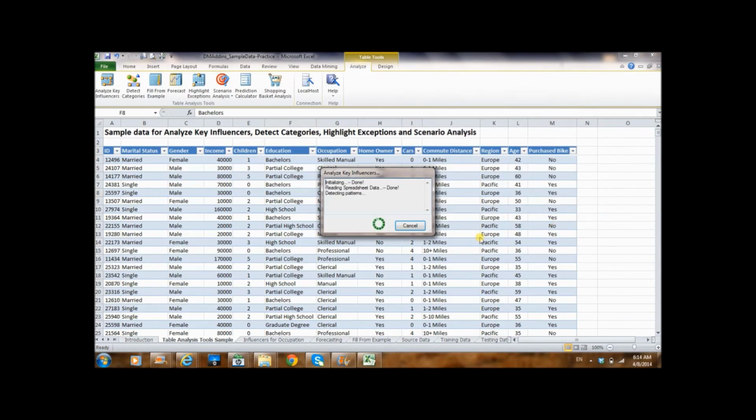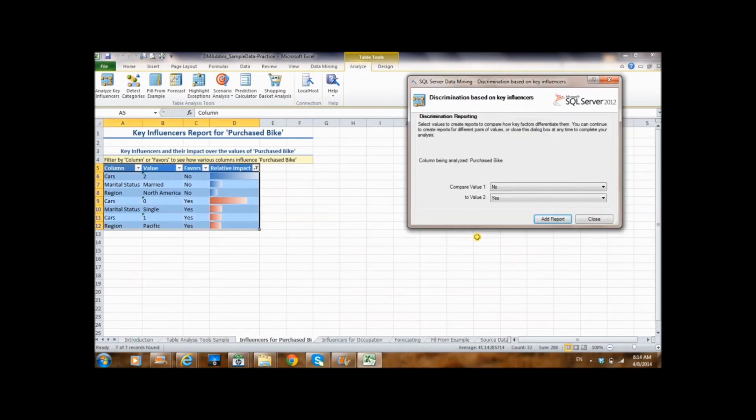The engine is calculating all that data to calculate the conditional probabilities. But again, you don't have to know anything about Bayes' theorem to use this. That's the beauty of data mining using Excel. Okay, so let's take a look.